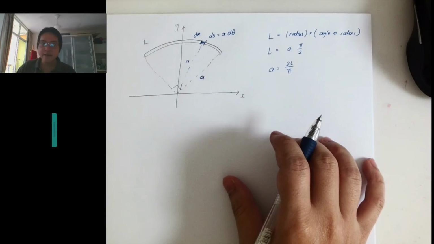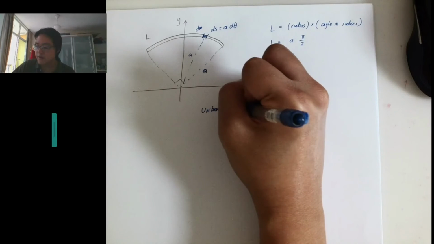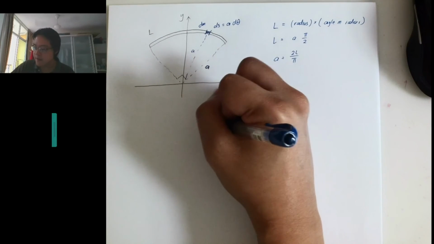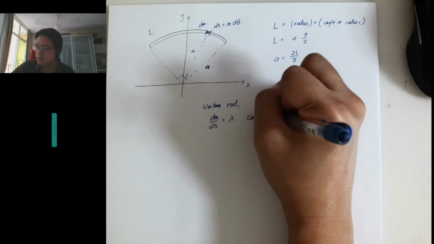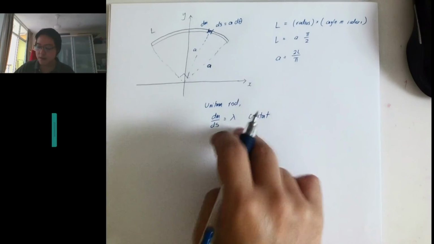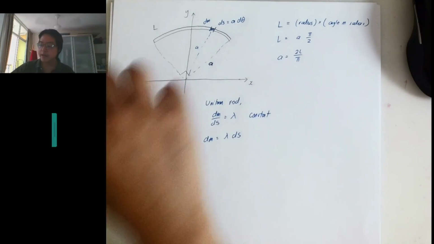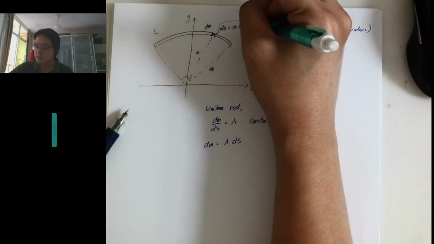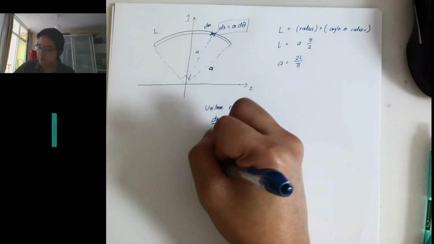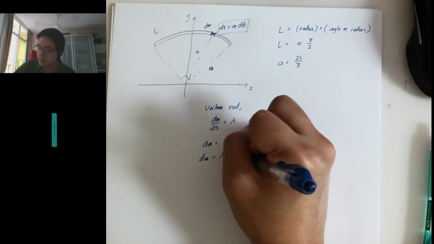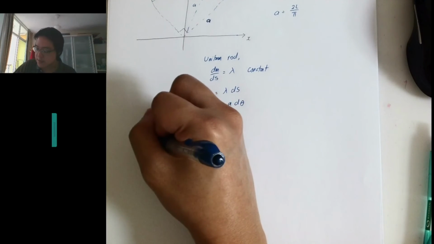Then another thing is we use the information that it is a uniform rod. So if it's a uniform rod, then the mass per length, I call it lambda, is a constant, right? We've been doing it so many times. Okay, so my dm is equal to lambda ds, and then my ds is given by this, right? So dm is equal to lambda times the radius times d theta. So let's try to get our total mass.